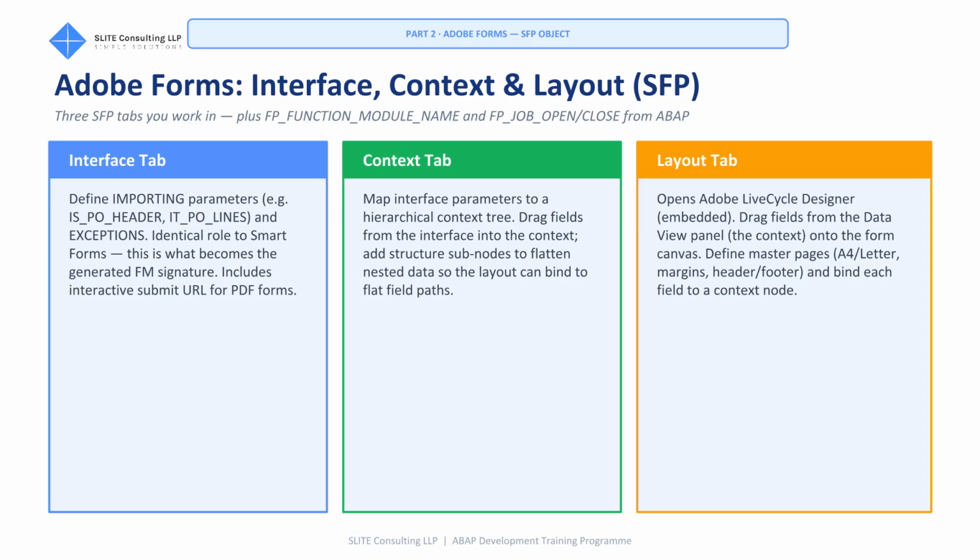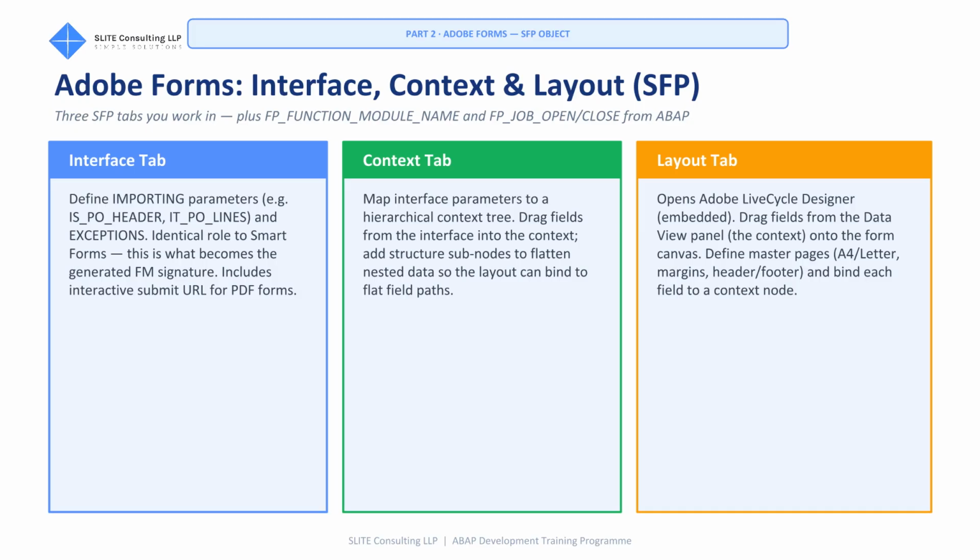Context tab, map interface parameters into a hierarchical context tree. Drag parameters from the interface to the context. Add structure subnodes to flatten nested structures. Layout tab, opens Adobe Lifecycle Designer, embedded. Drag fields from the Data View panel onto the form canvas and bind each one to a context node.